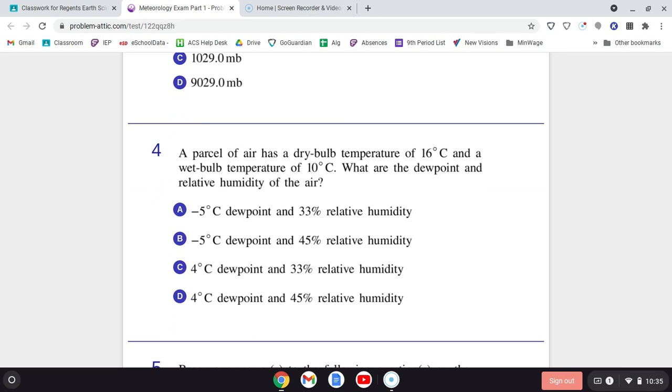A parcel of air has a dry bulb temperature of 16 and a wet bulb temperature of 10. What are the dew point and the relative humidity of the air? So you're going to be doing both charts. So first, with the 16 and the 10, you find the difference. Then you use your dry bulb temperature and the difference. And first, you're going to look at your dew point chart and your relative humidity chart.